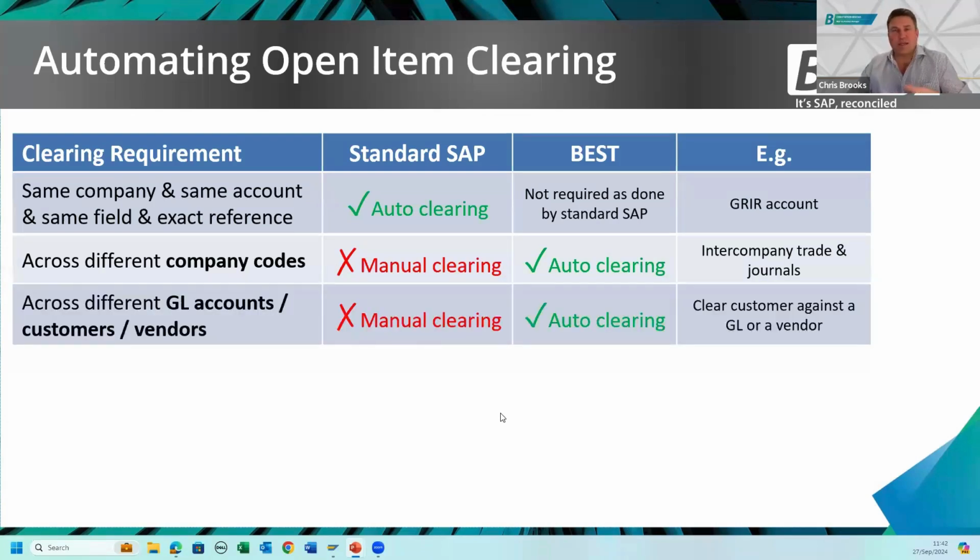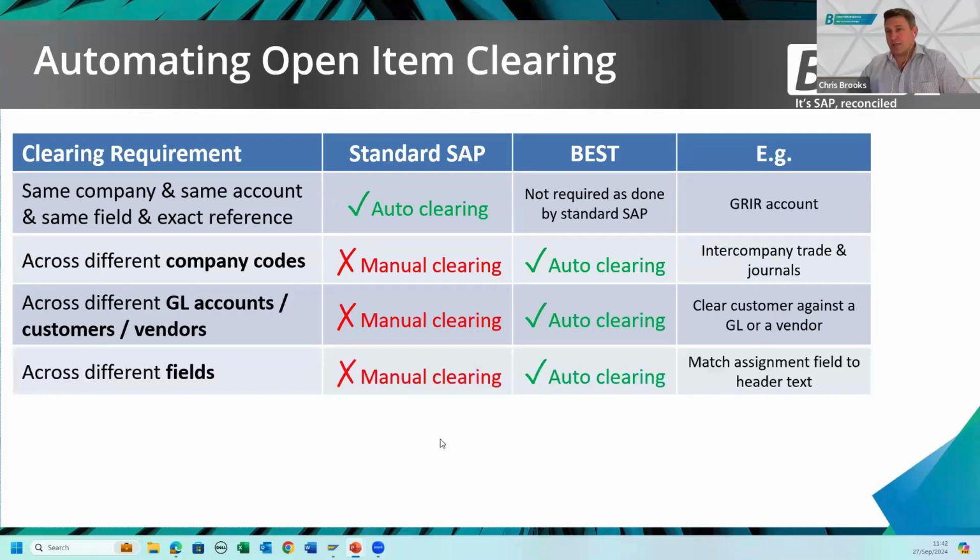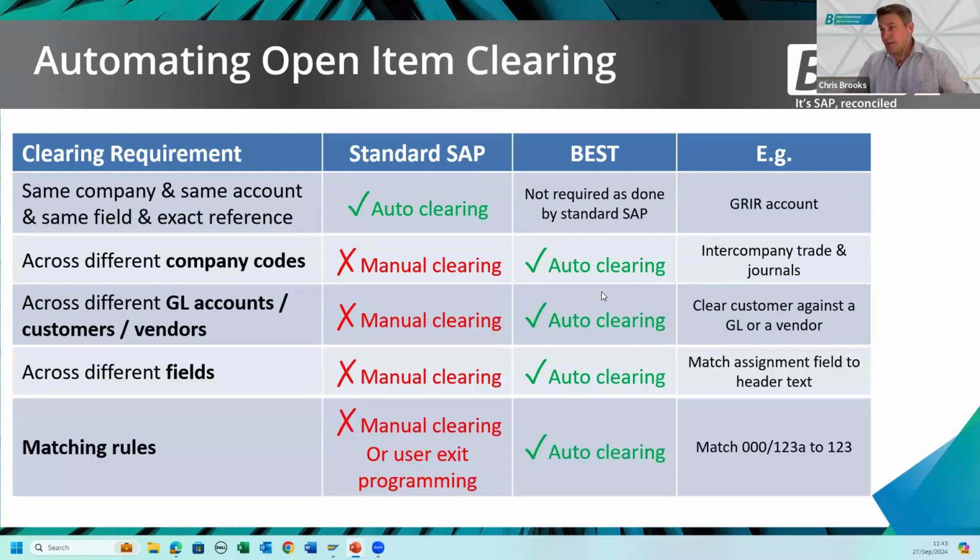It doesn't matter if it's a GL account, a customer, or a vendor. It'll put those pieces of the puzzle together. We can also match across different fields. That was when I used my column match, so I could find the text in one item against the header text in another, or in the assignment of another. And at worst, if the reference is not exactly the same, I can cleanse it using our modifications, strip out those leading zeros, so that we can maximize the clearing.